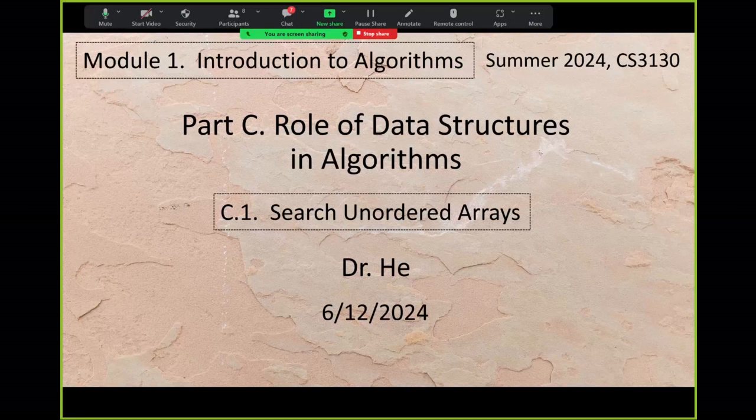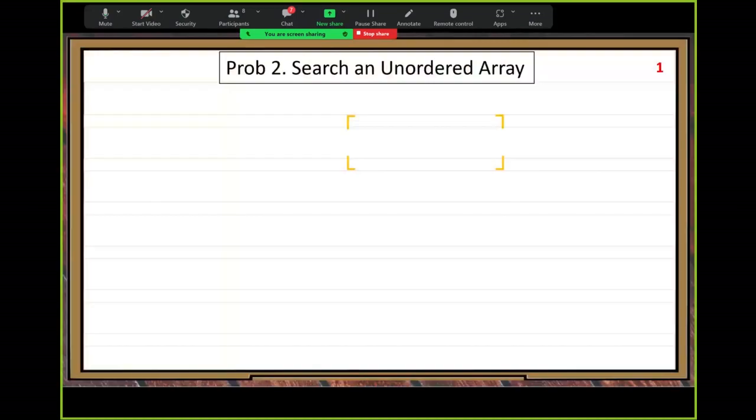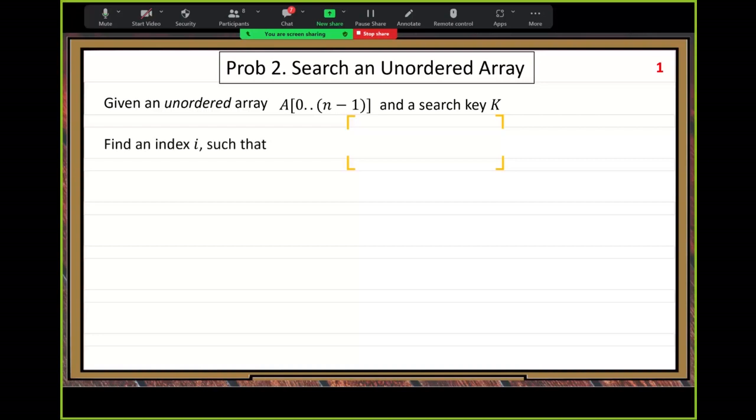Part C, role of data structures in algorithm. C.1, search unordered arrays. So let's solve our computing problem number 2, search an unordered array. Given an unordered array, so we use this notation, array capital A with indices from 0 through n-1. It's a total of n elements, and a search key, capital K. We want to find an index I such that K equals capital A of I.